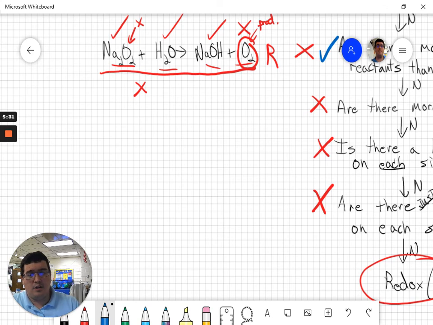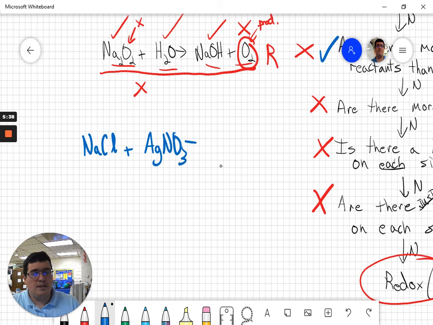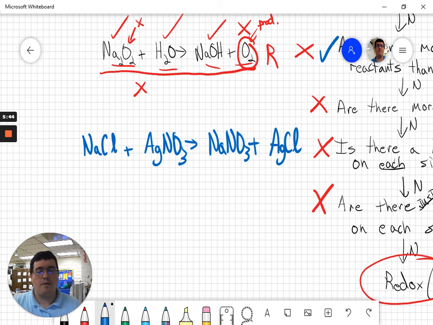Real quick, to jot down one more. All right, I'm going to jot down NaCl plus AgNO3 yields NaNO3 plus AgCl. Pause. See if you can identify the type.